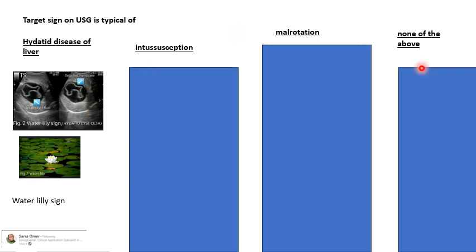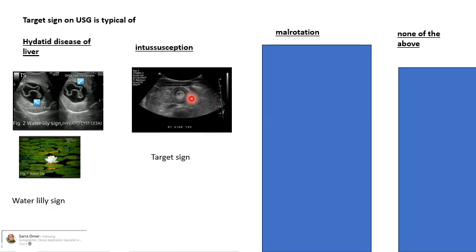Now coming to intersusception, let's have a look. This is your target sign. You can see bowel within bowel. You see, this is one bowel and within it the other bowel. Bowel within bowel is known as the target sign, like the bullseye target when you use your darts.